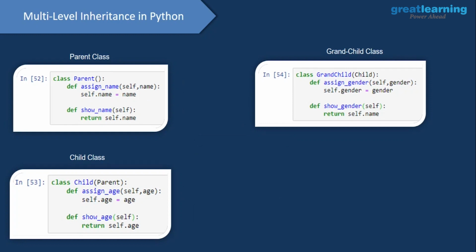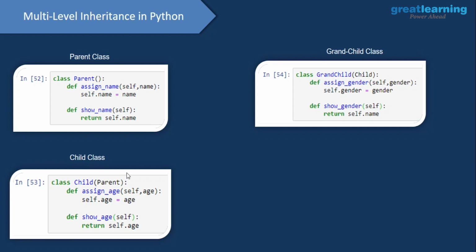We start off by creating the parent class first, and in the parent class we are assigning the name of this person, and then we are showing out the name of the person. Then in the child class we are assigning the age of the person and we are showing out the age. And as you see, this child class is inheriting from the parent class. Then we have the grandchild class where we are assigning the gender and we are showing out the gender. And here you see that the grandchild class is inheriting from the child class. So here there are 3 levels. Child class is inheriting from the parent class and the grandchild class is inheriting from the child class.